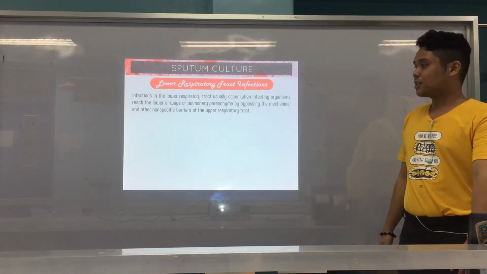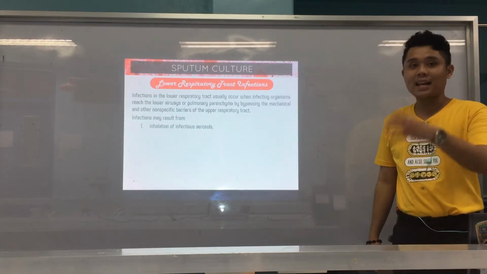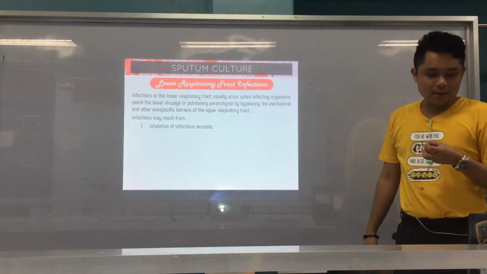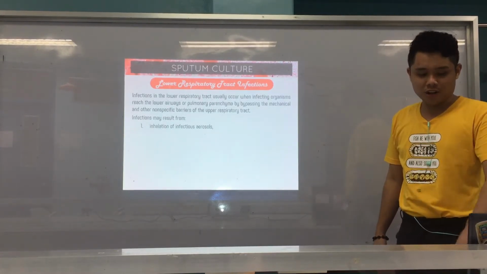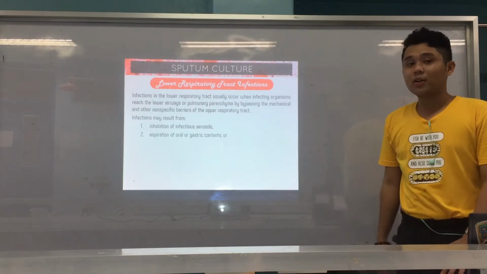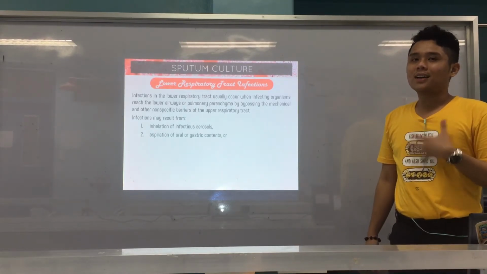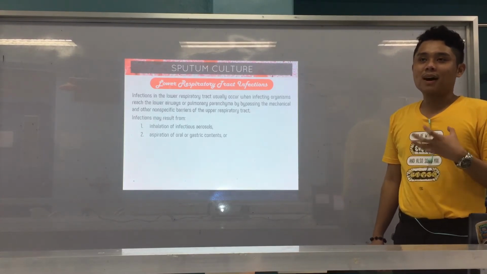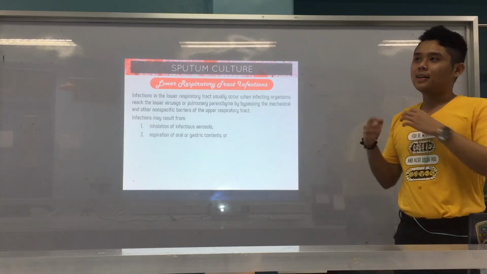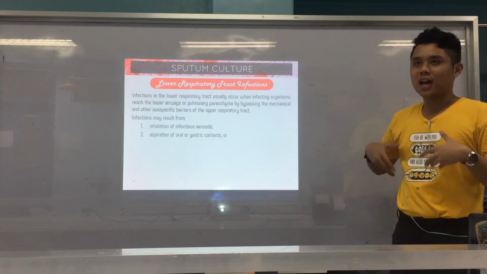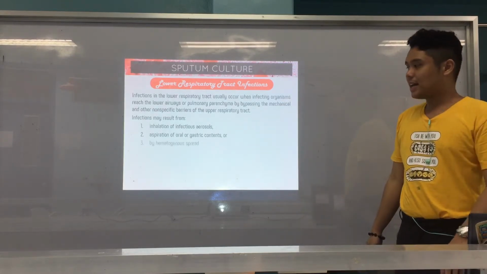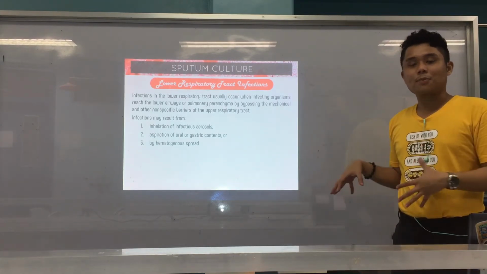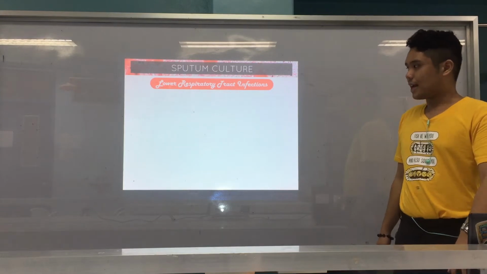What are these infections? They may result from inhalation of infectious aerosols, obviously, because this is the respiratory tract. Mainly, the way we get infections is from inhalation. Next is aspiration of oral or gastric contents, like when you vomit or choke, and your oral or gastric contents reach your lungs, which can cause these infections. And next is hematogenous spread: if the infection disseminates through the blood, it can reach your lungs.